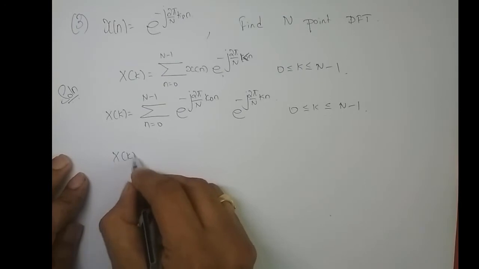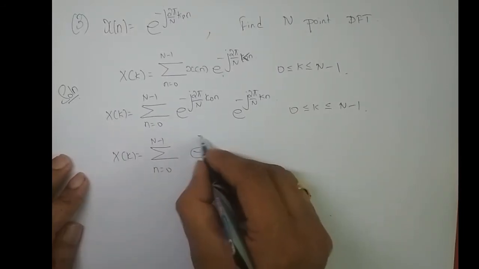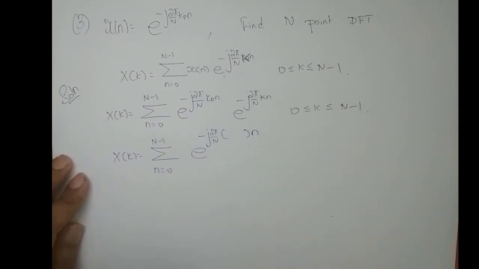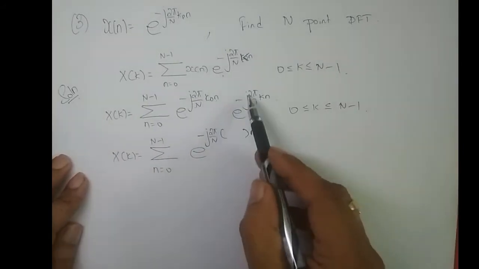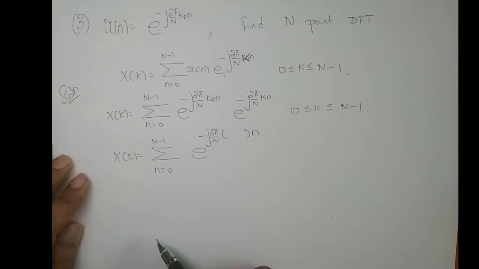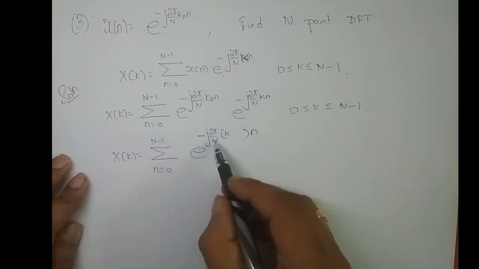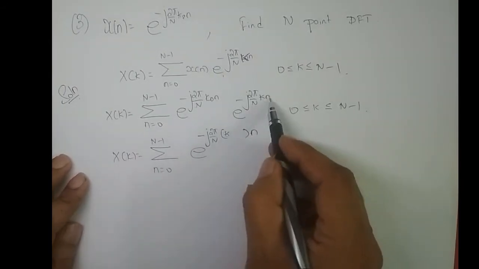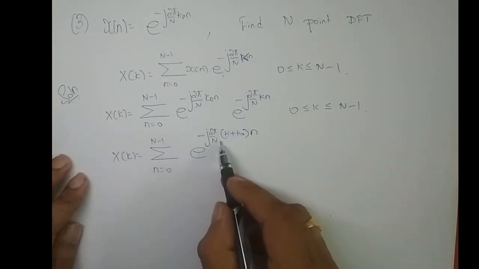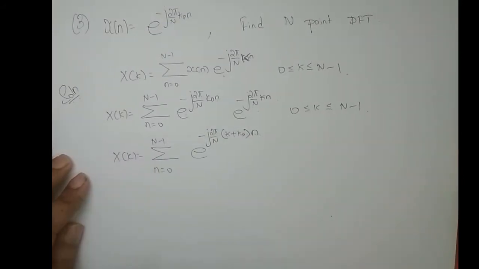So X of k is equal to summation n varying from 0 to N minus 1 e power, what I'll do, I'll take minus j 2 pi by N into n common. So e power minus j 2 pi by N into n, both are common, so I'll take it common. What do I get inside the bracket? If I take e power minus j 2 pi by N into n common, it is k plus k naught. So if I split this, e power minus j 2 pi by N into k into n is this term, and the next term is e power minus j 2 pi by N into k naught n, which is this term.